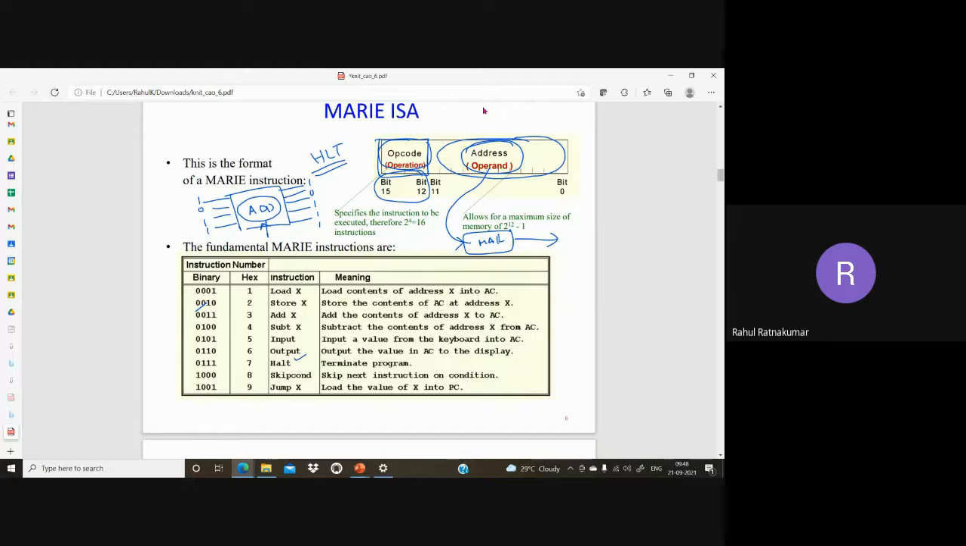Halt is here, yeah, halt is here. It terminates the program, so the address is not useful at all, right? For other instructions like load, store, add, subtract, I need the address. In input and output also I don't need an address. And in jumping also I need it.